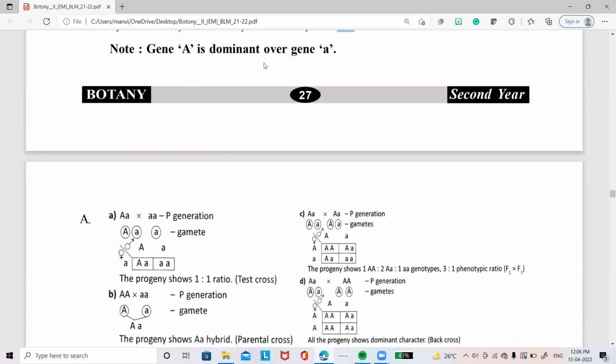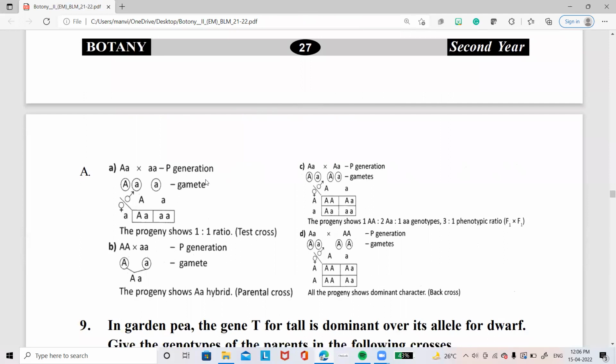The gene capital A is dominant over gene small a. When heterozygous dominant is crossed with homozygous recessive, we will get a 1:1 ratio. It's a test cross. Homozygous dominant with homozygous recessive will give 100% heterozygous dominant. It's a hybrid.